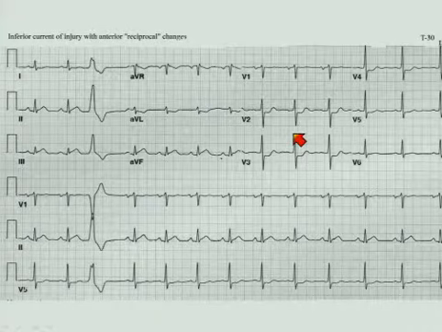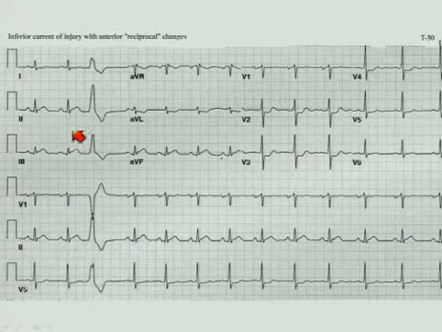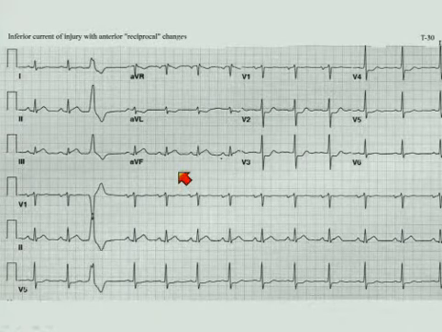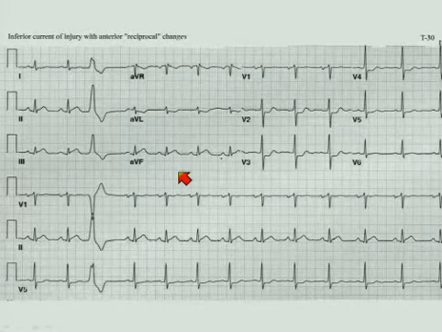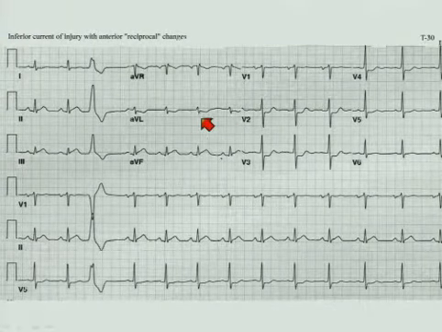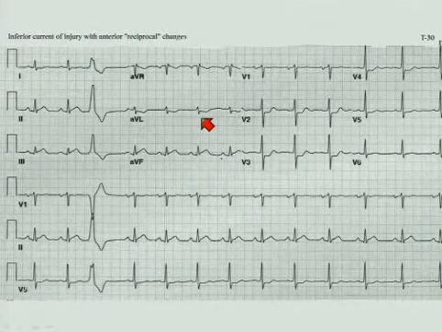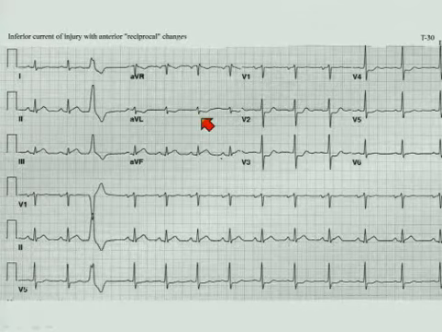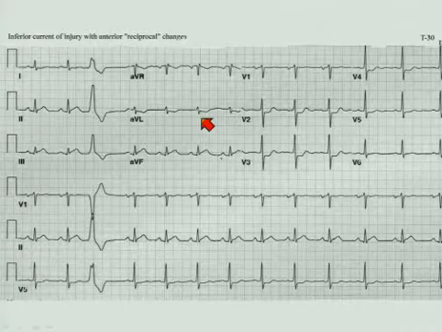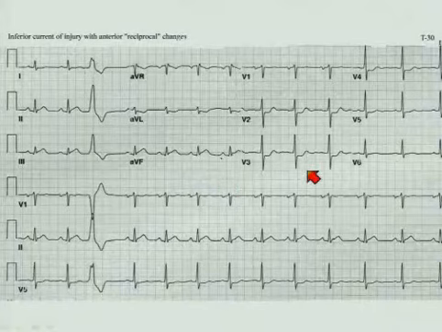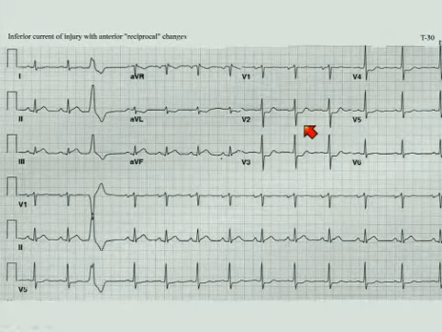That's called reciprocal change. But we also know that inferior infarction classically and typically is associated with some involvement of the posterior wall as well. And so in many of these cases, if not most, this probably also represents not just inferior, but some posterior involvement of ischemia and infarction also. So this is either reciprocal or part of the inferior posterior infarction. There's no way you can absolutely tell on this electrocardiogram.